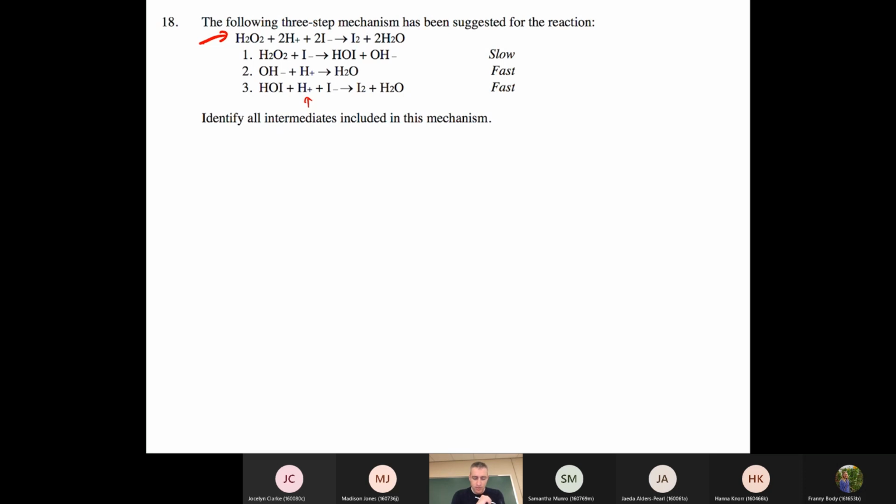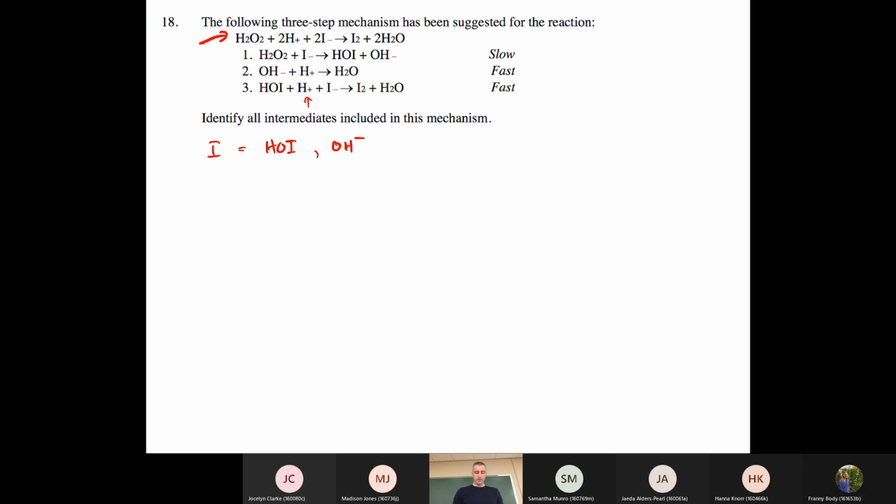So in the first step, we have H2O2 reacting with I minus, both are in the balanced equation, producing HOI and OH minus. Neither of those appear in the balanced equation. So the intermediates would be HOI and OH minus. Second step, OH minus plus H+ makes water. H+ and water are both in the balanced equation, so they're not intermediates. Finally, in the last step, the HOI that we produced early on reacts with the H+ and the I minus to make I2 and H2O, again both in the balanced equation. So these are the only 2 intermediates in this particular reaction.